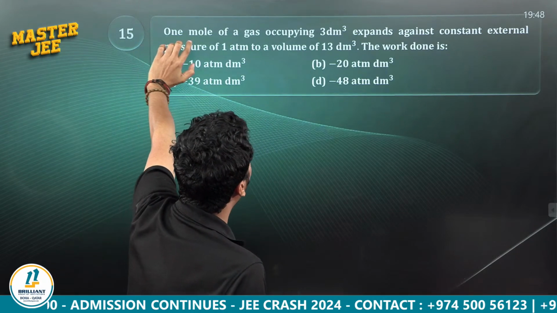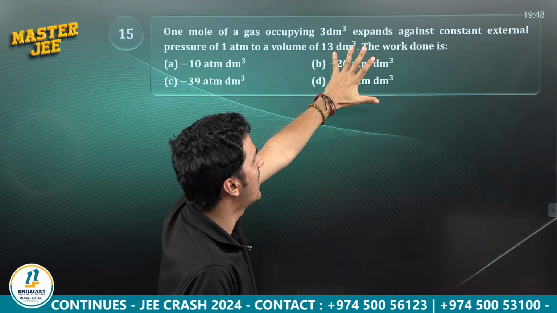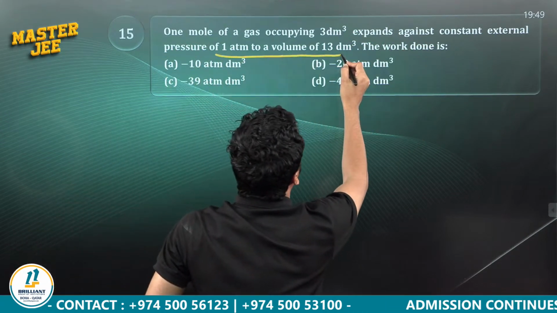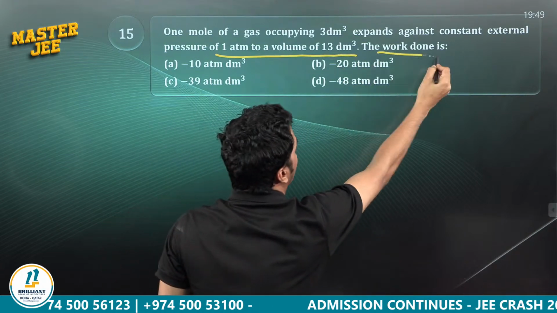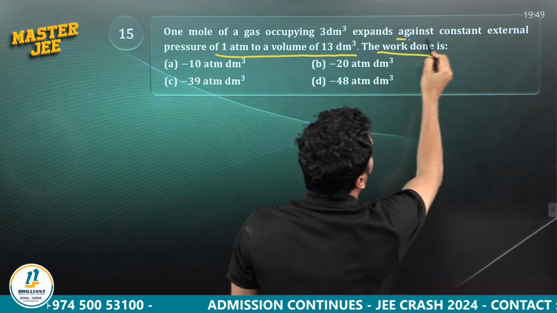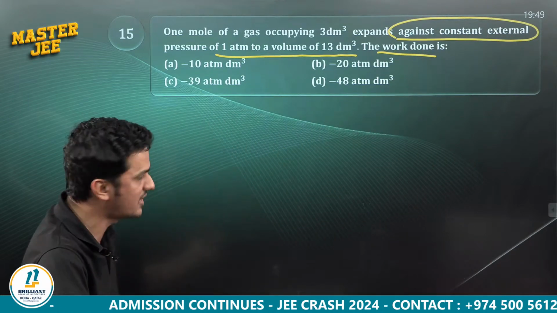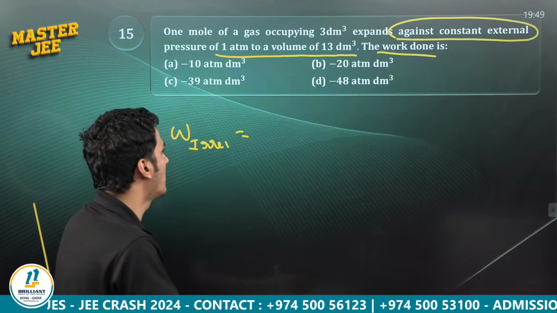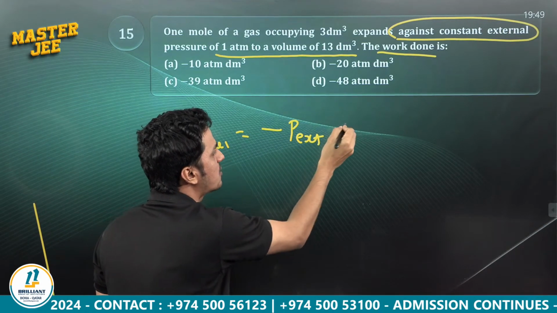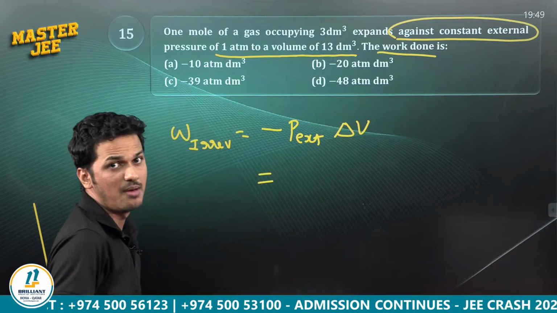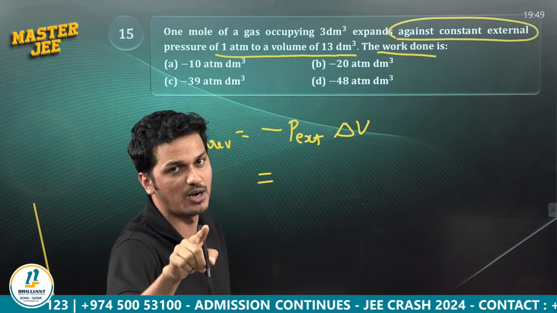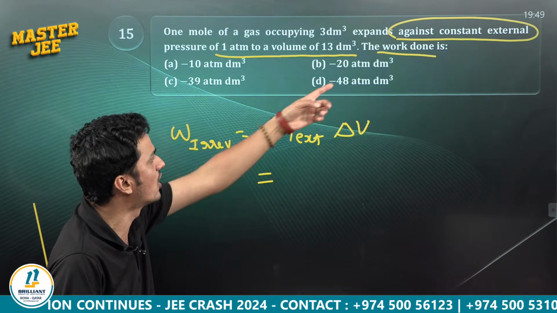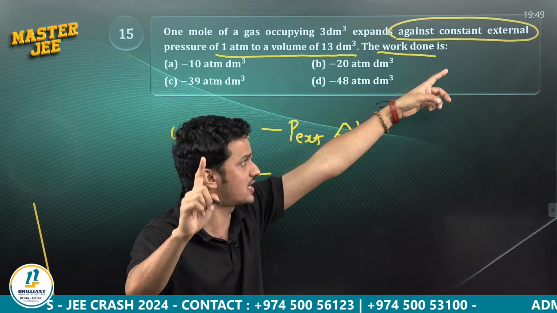So again, 1 mole of a gas occupying 3 decimeter cube expands against constant external pressure of 1 atm to a volume of 13 decimeter cube. The work done is? While we are reading this, we can see it is against a constant external pressure, means that work is irreversible. For irreversible work, the formula we can apply is minus P external into delta V. If it is reversible, it means minus 2.303 nRT log V2 by V1. So this is irreversible because of constant external pressure, don't forget it.